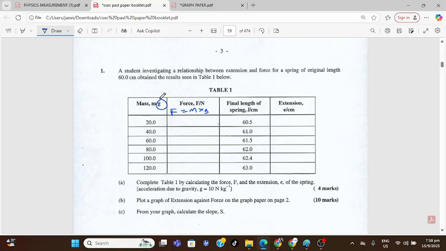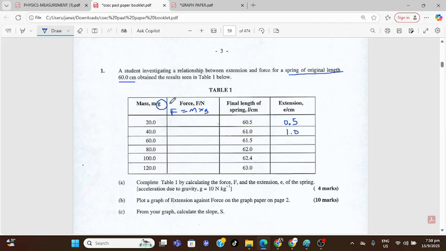And also, we don't know what extension is. Pretty much, extension is the added length from the original length. The original length of the string is 60 and the new length is 60.5. Therefore extension is 0.5. Your original length is 60 and we add weight to it, it becomes 61. Therefore your extension is 1.